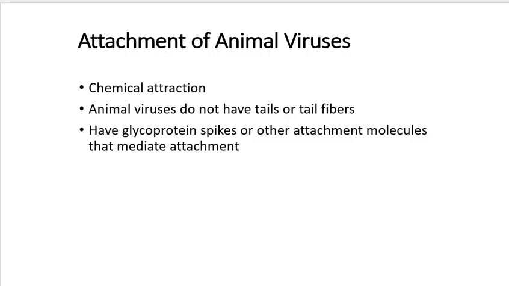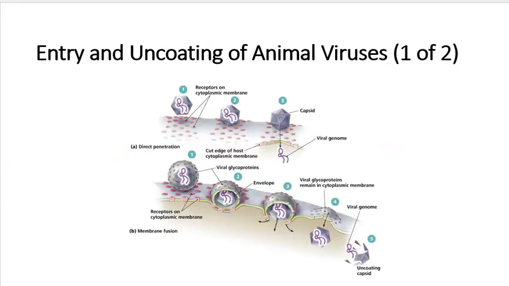So first of all, we've got to get attachment, and this is a chemical attachment. Again, animal viruses do not have tails or tail fibers or anything like that. They do have spikes or molecules that will help it attach. And then what happens, you've got a receptor on the cell, and it will touch it and match it. And you can see that. And what happens is it cuts, this is the cut edge of the host cell. You can see it, this is cut through.